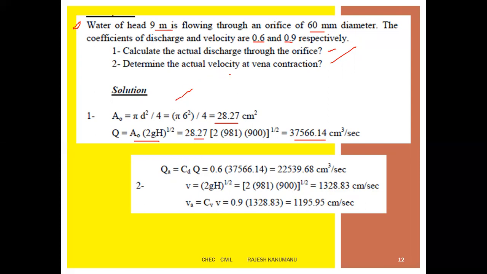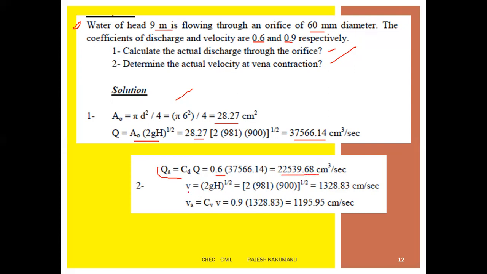determine the actual discharge. QA is equals to CD into Q, that is CD value 0.6, 0.6 into Q and this one. Apply this here, so you are getting the discharge.